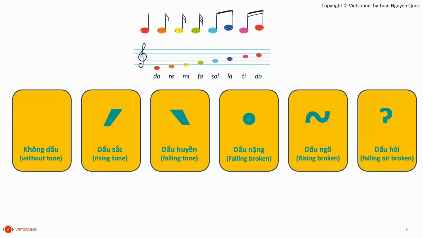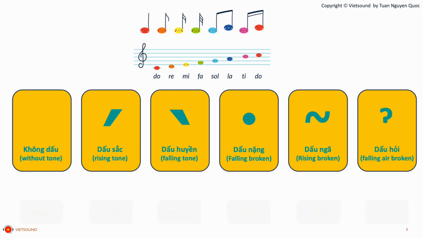You can notice that when someone speaks Vietnamese, they sound like a song. Why is that? Because in Vietnamese we have 6 tones. They are không dấu, without tone; dấu sắc, rising tone; dấu huyền, falling tone; dấu nặng, falling broken tone; dấu ngã, rising broken tone; dấu hỏi, falling air broken tone.